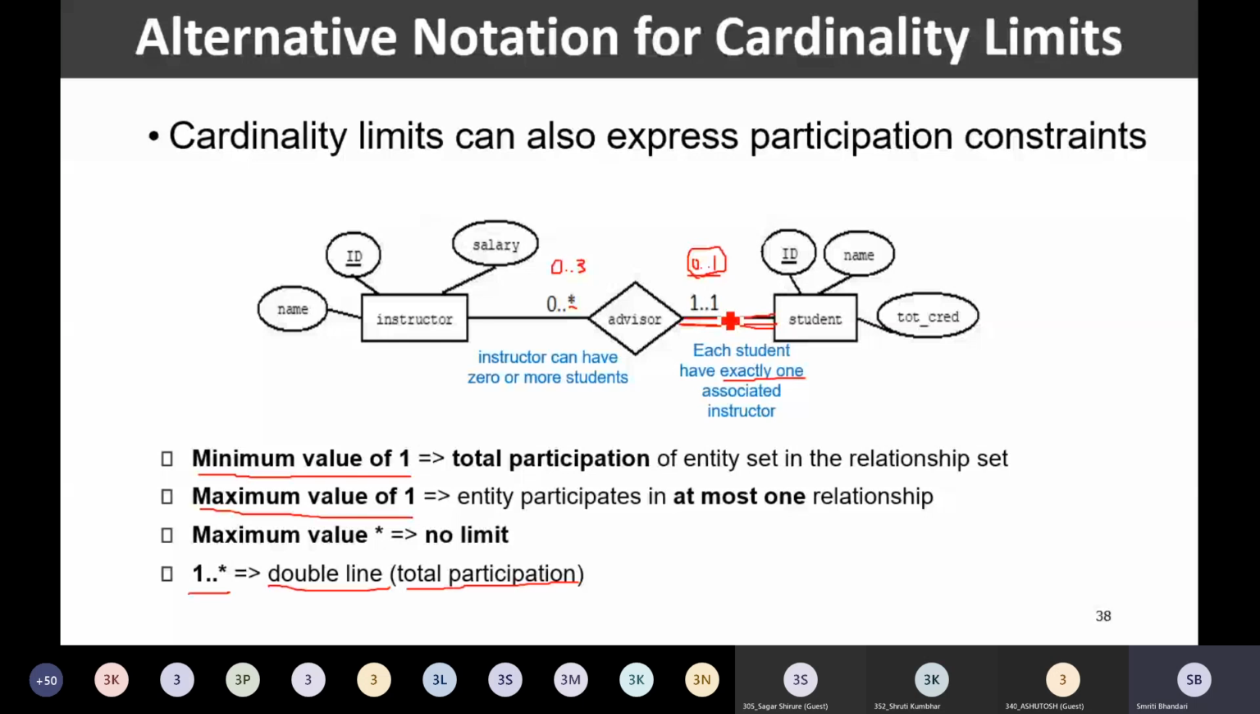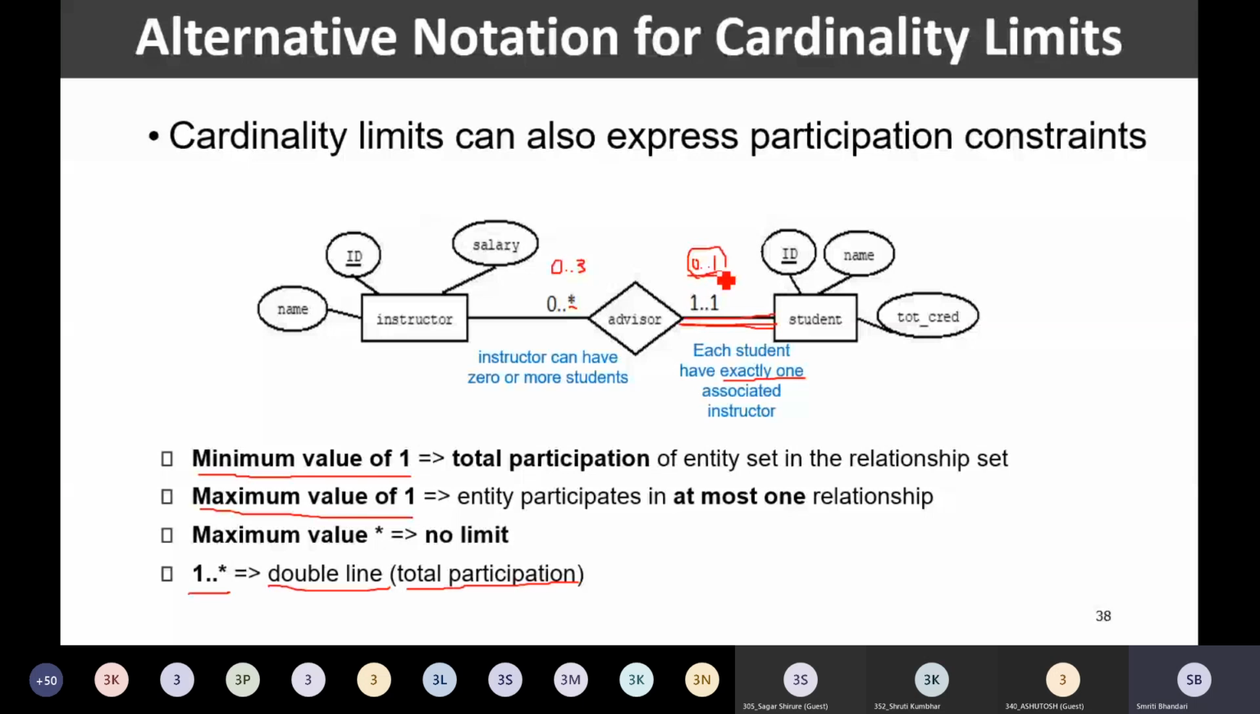Okay. So if the minimum cardinality is 0 and the maximum is 1, what does it indicate? It indicates that each student may participate in this relationship, advisor, but it is not mandatory. It is not total participation. Why? Because the minimum limit is 0, not 1. If it is 1, then it is total participation. But if it is 0, then it is partial participation, not total. So a student may or may not participate in the relationship advisor if it is 0 to 1.